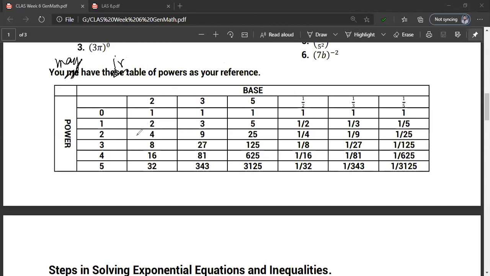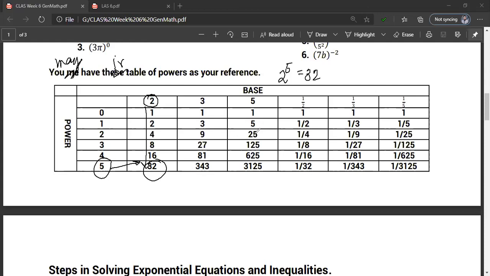Kunwari, gusto nyo hanapin yung value ng 2 raised to 5. Kunin nyo yung base. Alam nyo naman siguro yung base, di ba? Ito yung base natin, yung 2. Tapos, yung power is 5. Kung saan sila nag-intersect, yun po yung number. So, 32. Ang 2 raised to 5 natin ay 32.